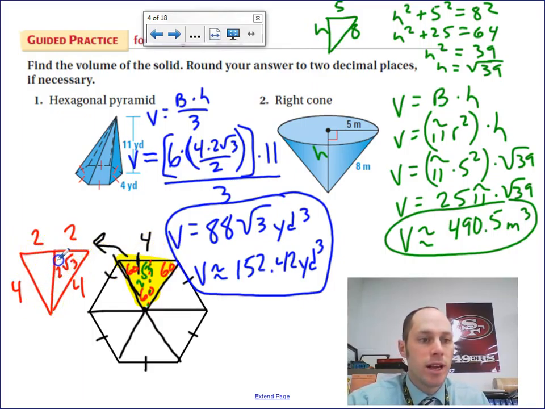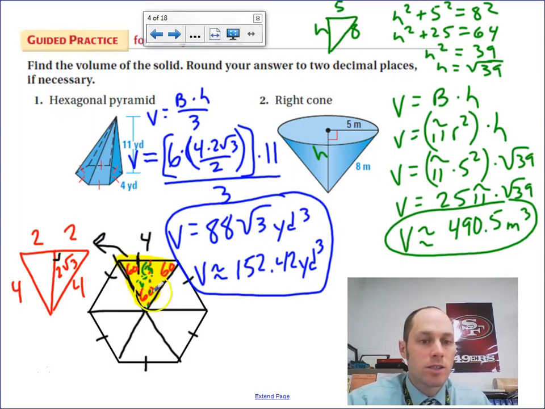And if I split it in half, it's a 30-60-90 triangle, and this will be half of that, so 4 times square root of 3. There are multiple ways I could do that: use my trig, use the Pythagorean theorem, or what I used was my knowledge of special right triangles to help me with that.